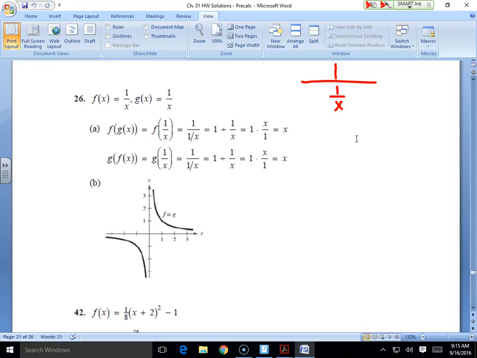Another way is just to think about 1 over anybody. 1 over, isn't that just the reciprocal? 1 over 2 is 1/2. Oh, that's the reciprocal. So what's 1 over x? The reciprocal of x. That's another way. So here's a third way.